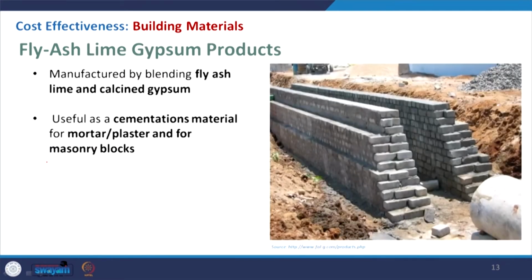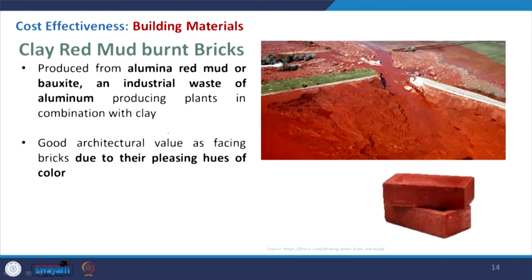Similarly, the fly ash lime gypsum product can be used, that is manufactured by blending fly ash, lime and calcined gypsum. So, it is basically a cementitious material like plaster which can be used to make the joints, etc. Coming to the clay red mud burnt bricks, so alumina red mud or the bauxite waste is being used to get this. Now, the advantage with this prominent red color is, if you really plan well for the external exposed brickwork construction for a building, that can give a pleasing environment as you can see in this slide.